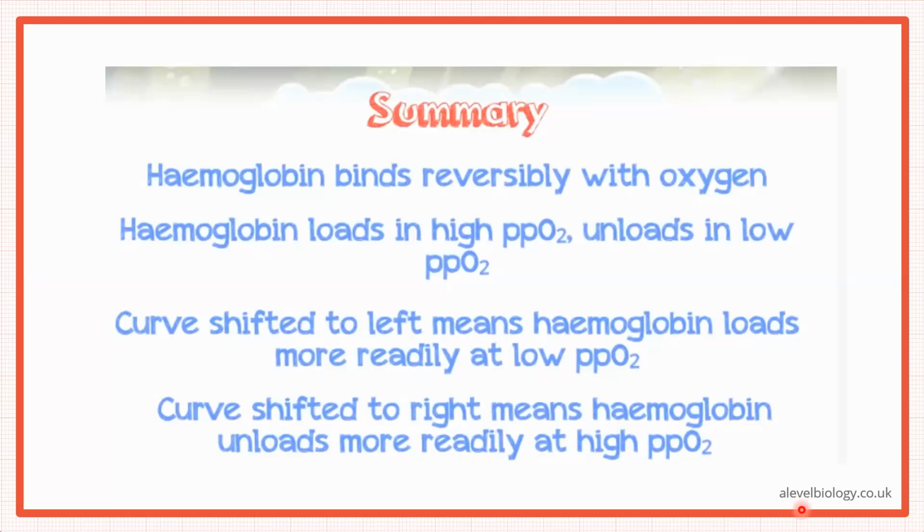So as a summary, hemoglobin binds reversibly with oxygen. Hemoglobin loads in high partial pressure. ठीक है, उसमें loading होती रहती है. It unloads in low partial pressure. We also see that the curve shifted towards the left means hemoglobin loads more readily at low partial pressure of oxygen. Curve shifted toward the right means hemoglobin unloads more readily at high partial pressure of oxygen.